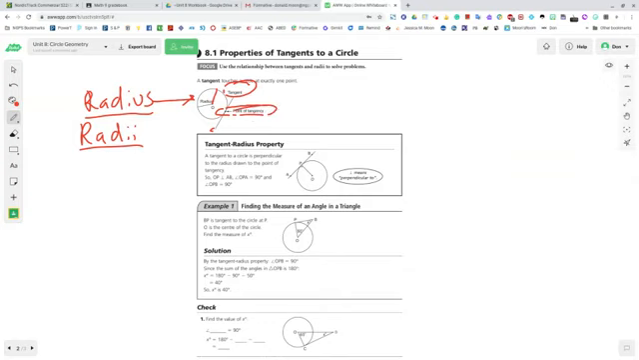The reason the point of tangency is important is because it leads to the tangent radius property. According to this, a tangent to a circle is perpendicular to the radius drawn to the point of tangency. You'll notice right here that they have a tangent line already on here, and it goes to the bottom and just touches the bottom of the circle right there, where it's a point of tangency. Then they've drawn a radius from the middle to where it touches the bottom of the circle, and they call that OP.